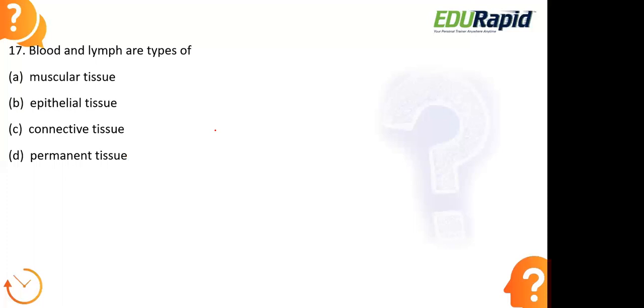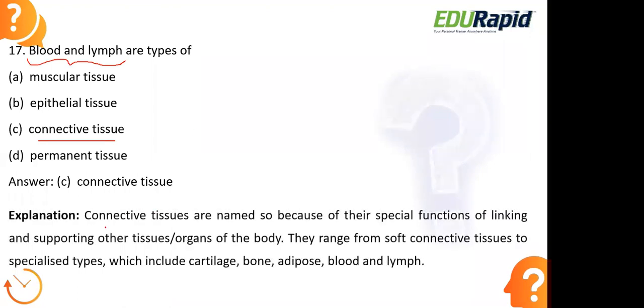Okay, let us look at the right answer. The right answer is option C, connective tissue. Both blood and lymph are types of connective tissue. Connective tissues are named because of their special functioning, like linking and supporting all the tissues as well as the organs in our body, right? We have different organs, different tissues in our body. If they have to be connected with each other, definitely we require this connective tissue.